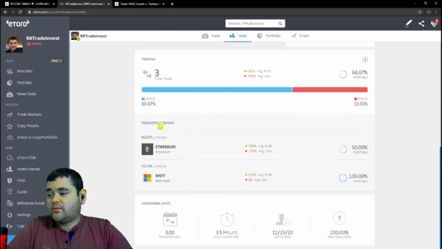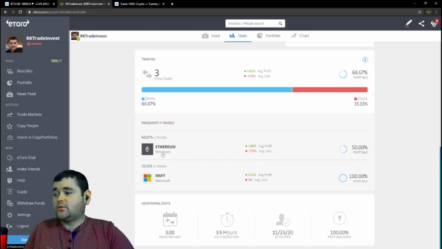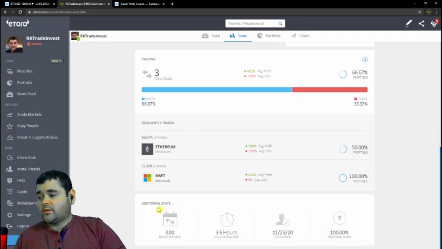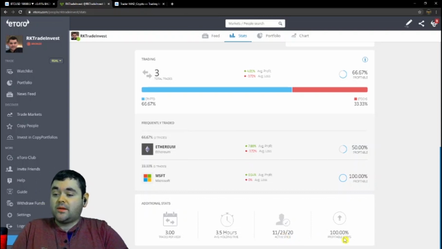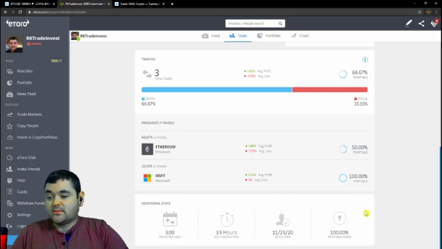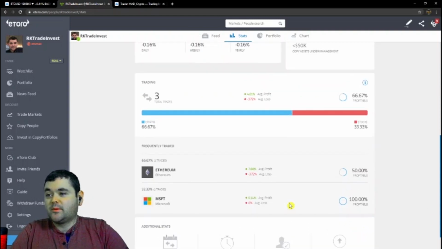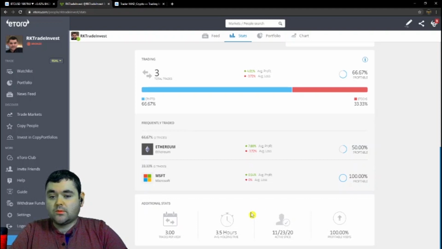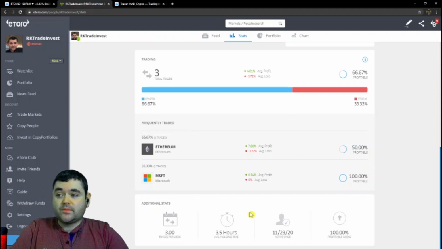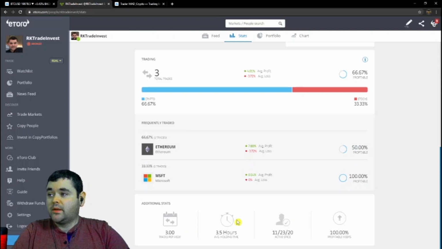If you go down a bit further, it shows you all the stocks you frequently trade. Mine comes up with Ethereum 2 trades, Microsoft 1 trade. And then if you go to the bottom here, it has additional stats. It shows the amount of trades per week I'm making, the average holding time, the time I've been active on here, since it's only the 23rd of the 11th, and how many profitable weeks I've had, which is 100%. So I've only been on here a couple of weeks. Those additional stats will mean more the longer I'm on eToro. In a year's time, you'll be able to read more into those.